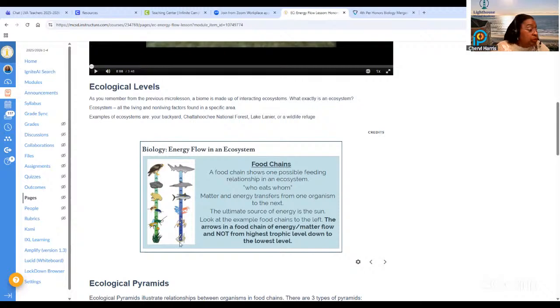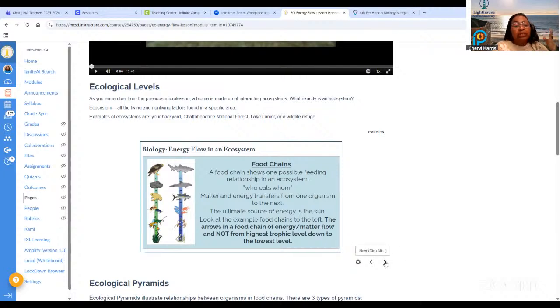The arrow always goes in the direction of what is eaten. You can see little arrows on here. It goes from what is eaten to who is doing the eating. So the arrow does not point down. In other words, you don't say the shark ate the dolphin. The arrow points up to say that the dolphin is eaten by the shark. It's important because they ask you which one will have the arrows pointing in the right direction on a food web or food chain.